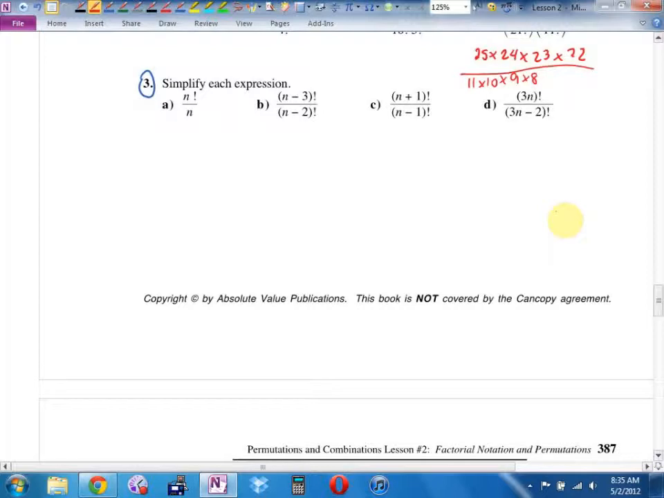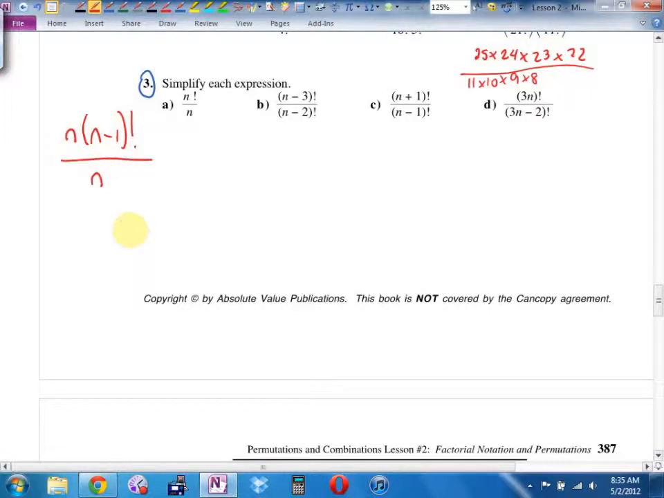3a, did you try it? Okay. What's bigger, n factorial or n? Now, I'm going to start to expand it. N factorial is n times n minus 1 times n minus, you know what? It's n times n minus 1 factorial.